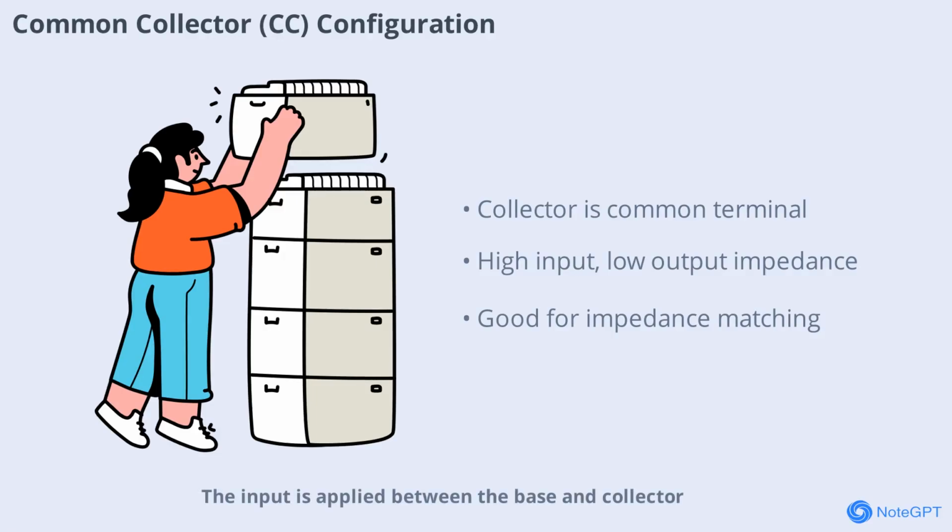The input is applied between the base and collector, and the output is taken from the emitter and collector. This setup offers high input impedance and low output impedance, making it suitable for impedance matching. While it provides no voltage gain, it does offer significant current gain.